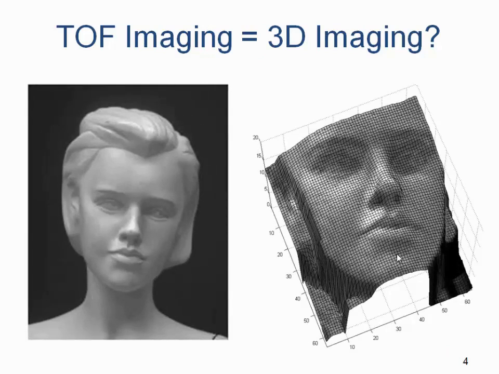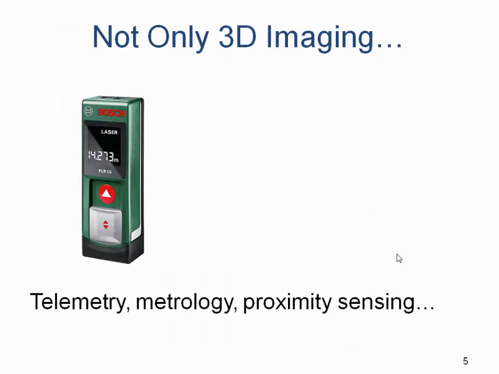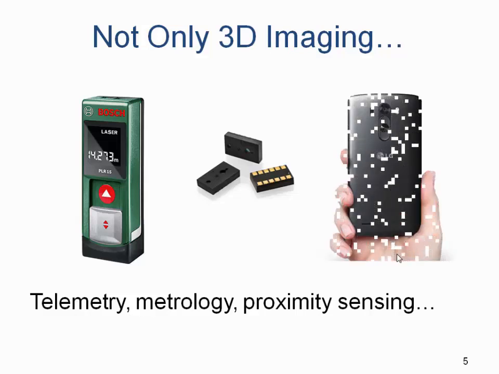With time of flight, you can determine the distance of the various features of an object. But you can also do other things. You can also measure, for example, the distance between you and the wall, which is actually done, for example, in telemetry. This is a product that was launched last year by Bosch. And you can also perform proximity sensing. For example, this was launched by ST Microelectronics last year for determining the position of the head of a person using a cellular phone using time of flight.